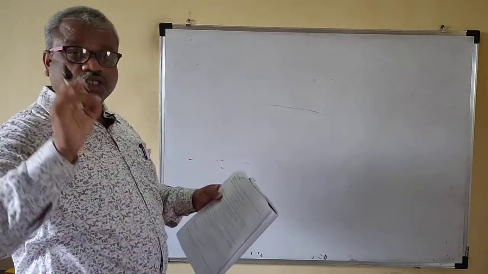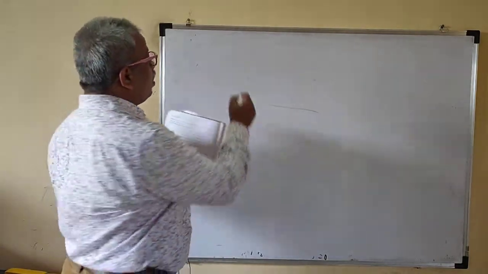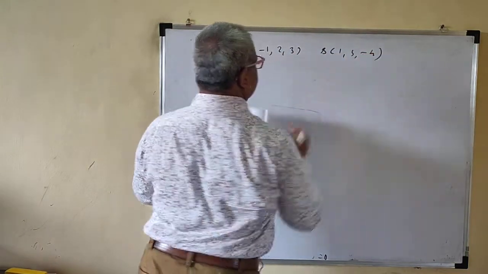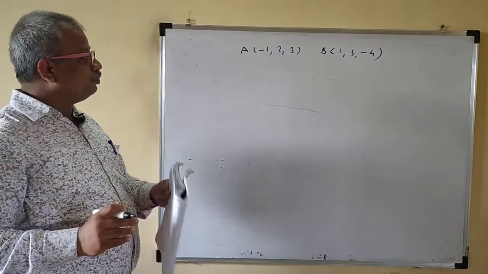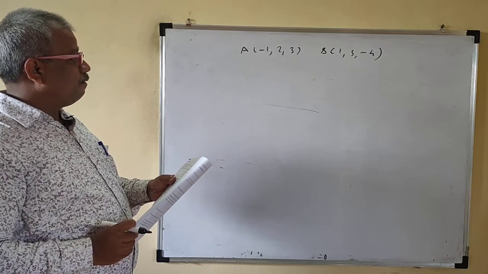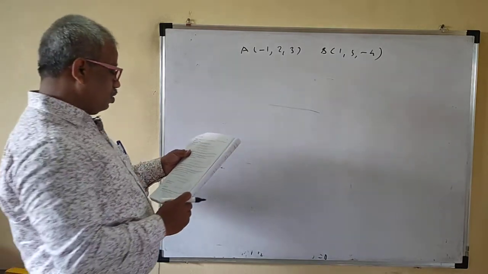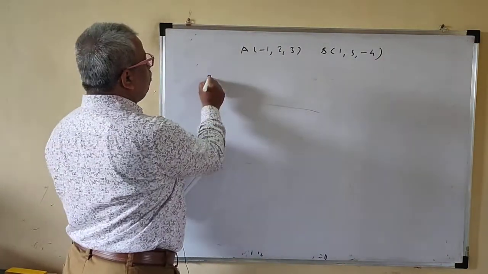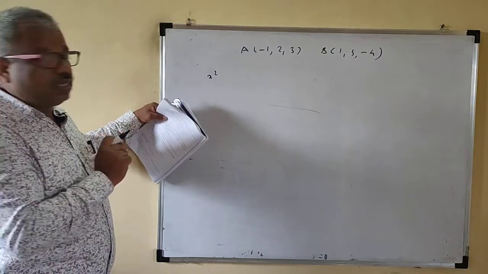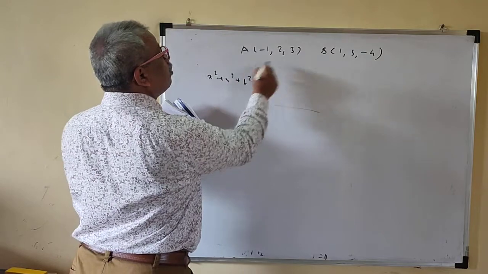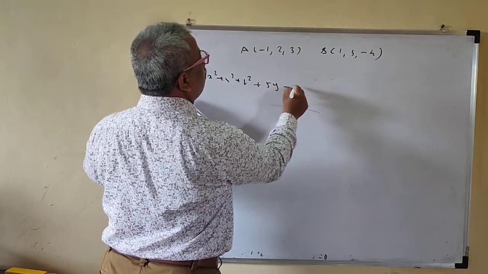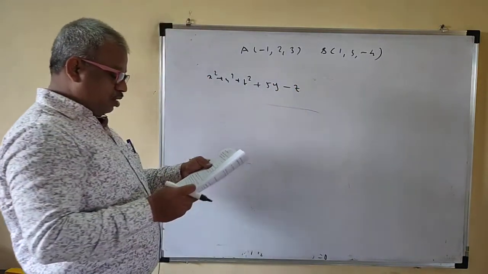Obtain the equation of the smallest sphere passing through the points A minus 1 2 3, B 1 3 minus 4. What is this then? The smallest sphere passing through means it must be the diameter. So your equation of the sphere is what? x square plus 0, take the sum. This is what? 0x. Plus 5y minus z. You have to only collect the constant now.